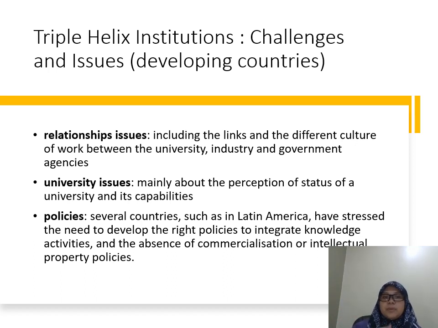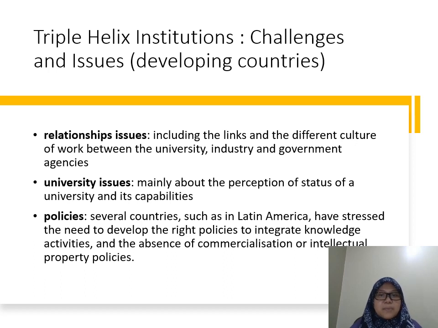When you talk about relationship issues, it basically includes the links and different cultures of work between university, industry, and government agency. Obviously, people in industry work differently than people in the government, and people in government work differently than people in university. So these different cultures cause issues. Hence, you have a bit of a setback when you want to do innovation activities.